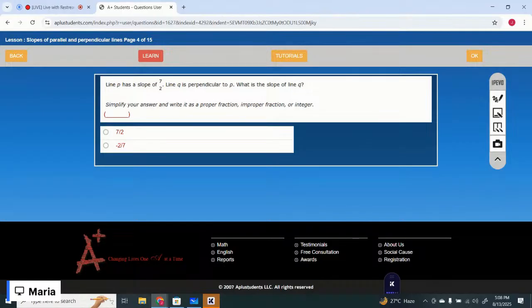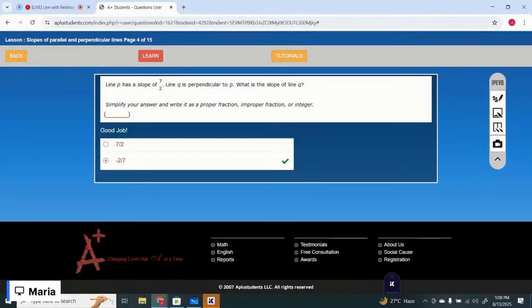Line P has a slope of 7 over 2. Line Q is perpendicular to P. What is the slope of line Q? So the lines are perpendicular, so their slopes are negative reciprocals. That means the slope is negative 2 by 7. Option number 2 is the correct option.